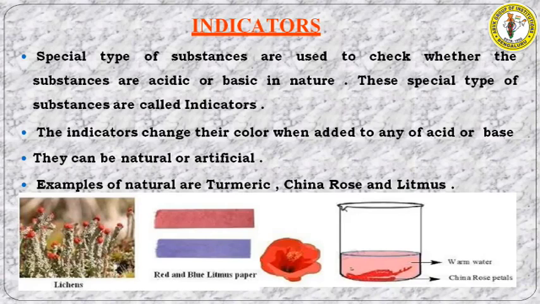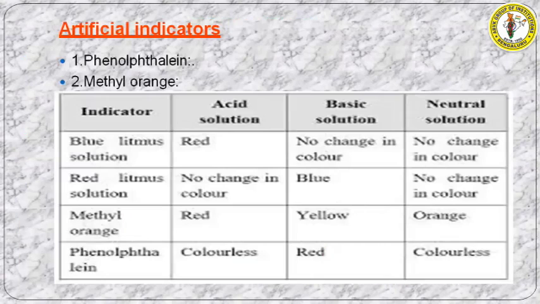What are natural indicators? Natural indicators are turmeric, which in Kannada is called Haridra, China rose, which may be hibiscus, and litmus. These are the three natural indicators. We will discuss these natural indicators, but before that, we are going to understand what artificial indicators are.